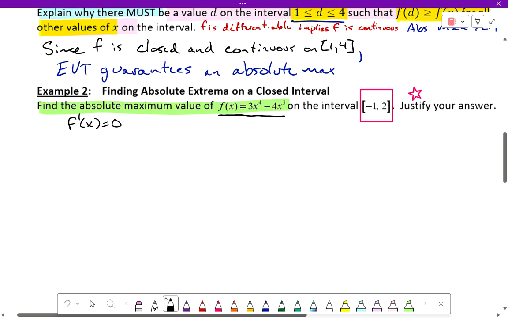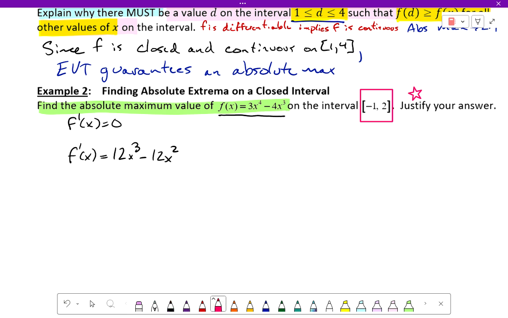So we are taking the derivative, so we're finding f prime of x. That derivative is going to be 12x cubed minus 12x squared. We take it, we set it equal to 0. We're going to solve it. What could I factor out? Take out a 12x squared. If I do that, I'm left with x minus 1. And if I solve that, I get x is equal to 0 and x is equal to 1. Everybody with me there?